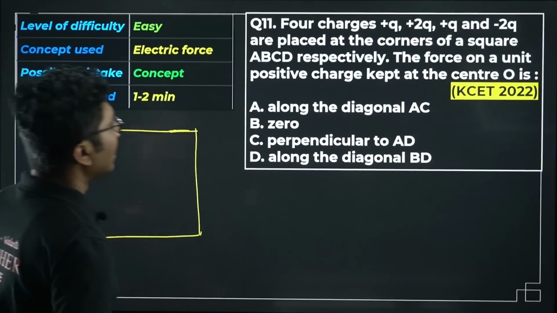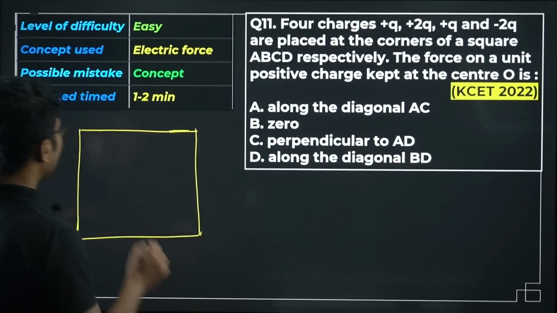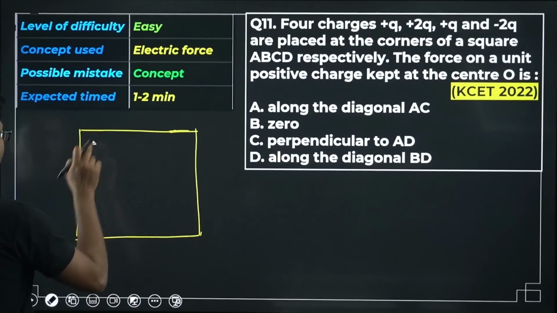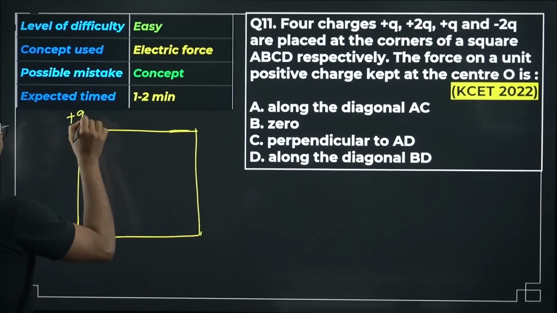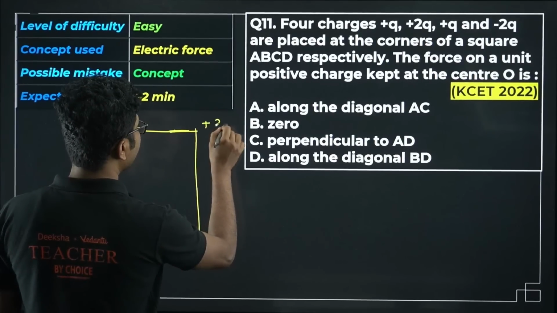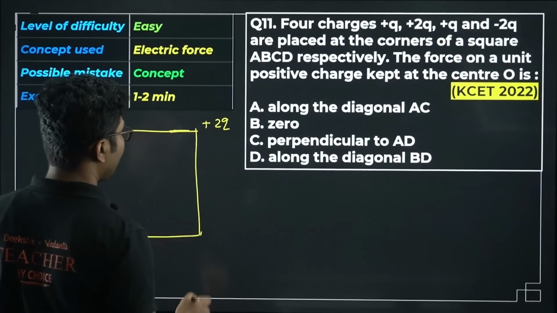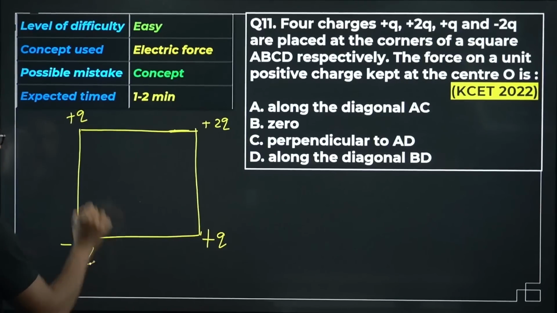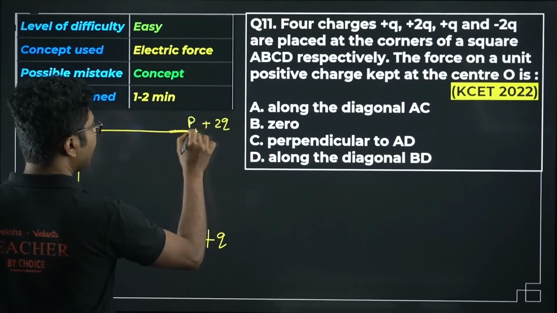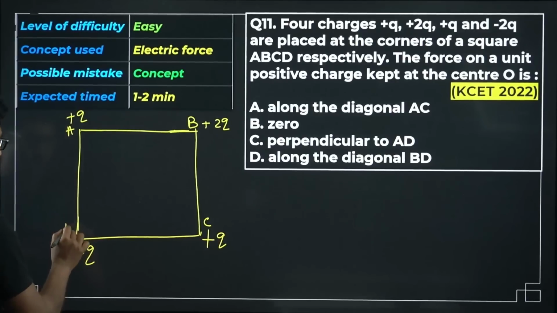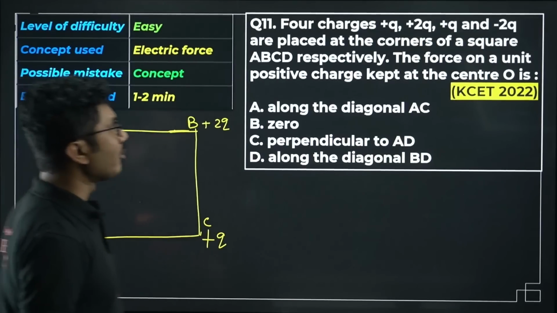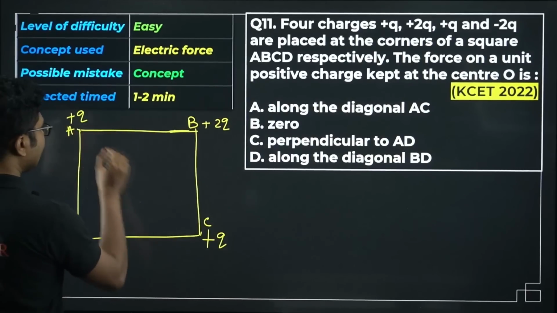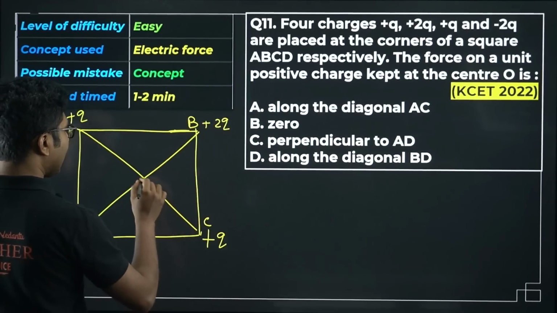So this is the square. Let me draw it like this: plus Q, then we have plus 2Q, then we have plus Q, and then we have minus 2Q, and the names are very important, A, B, C, D. Whatever order is given for the charges, the same order we will use for the names as well. Now if you keep a charge at the center, center means where these two diagonals meet, right? So this is the center.